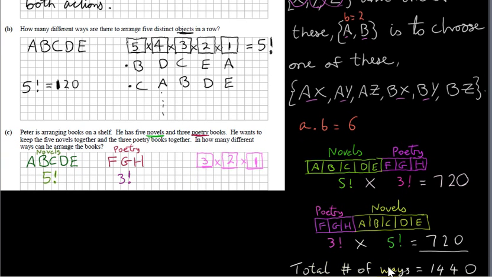So the total number of ways that he can arrange his books such that the 5 novels are kept together and the 3 poetry books are kept together is 720 plus 720, which is 1440 ways.